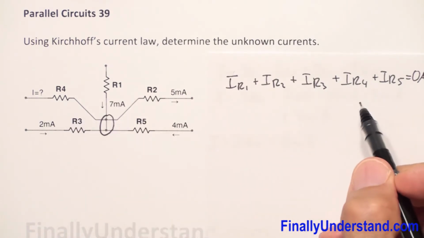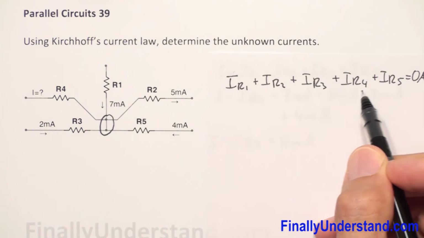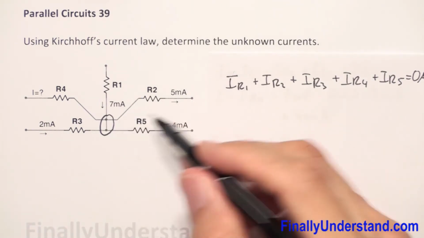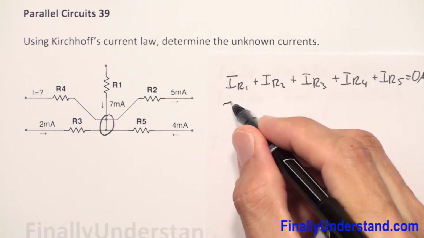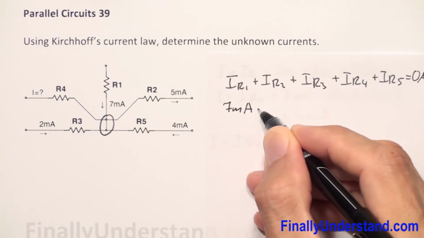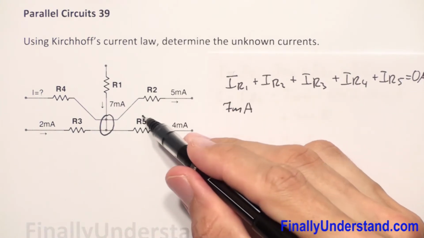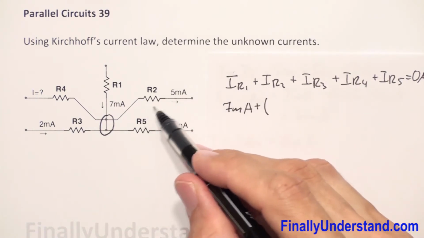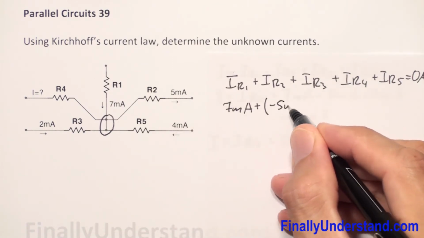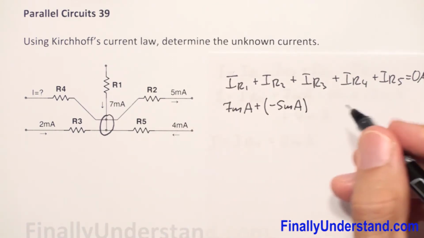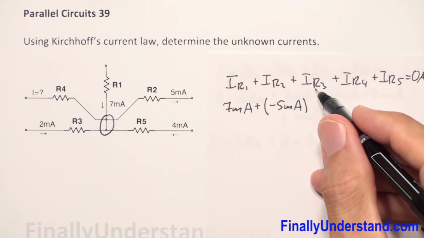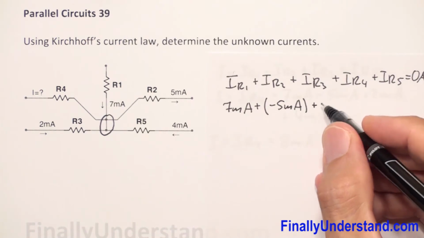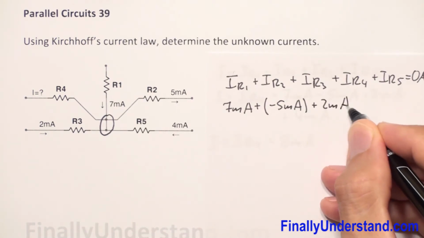So let's use this formula. So IR1, because the current is coming into the circuit, I'm going to write that this is 7 milliamps. Now we have plus the current IR2, which is leaving, so I have negative 5 milliamps. And I have IR3, which is plus 2 milliamps.